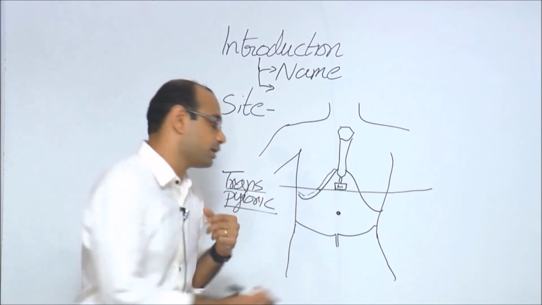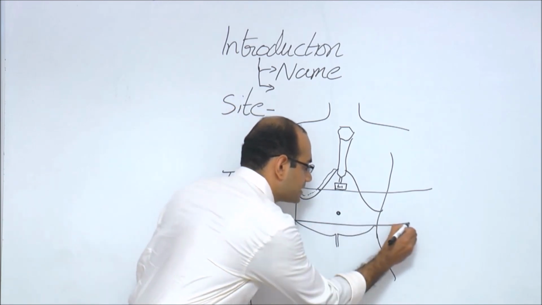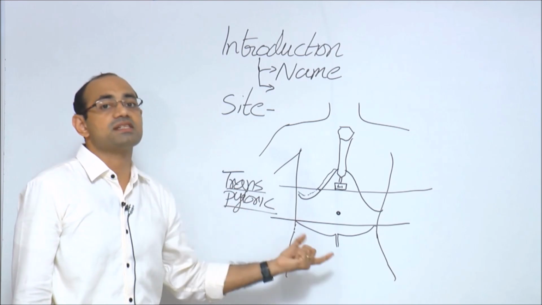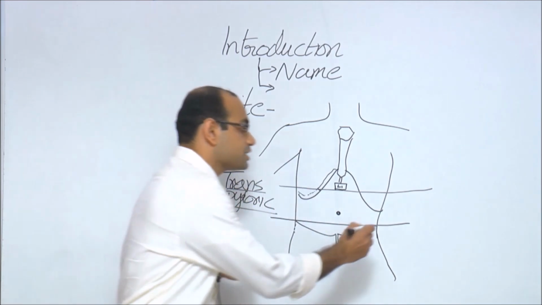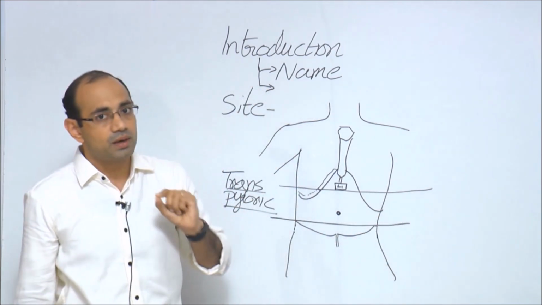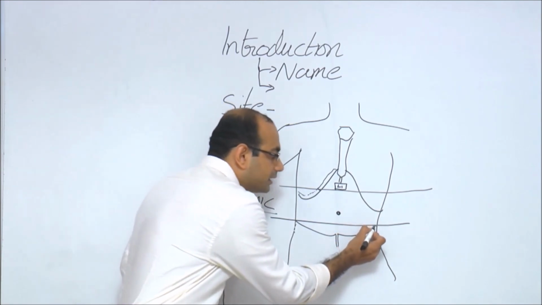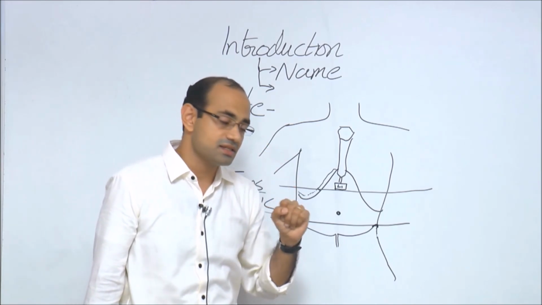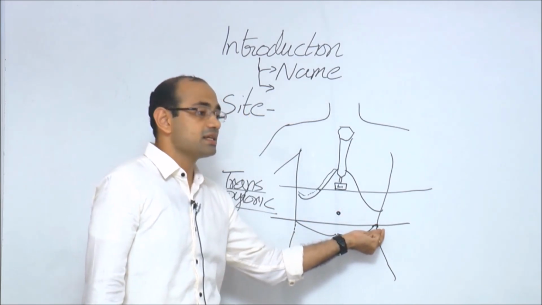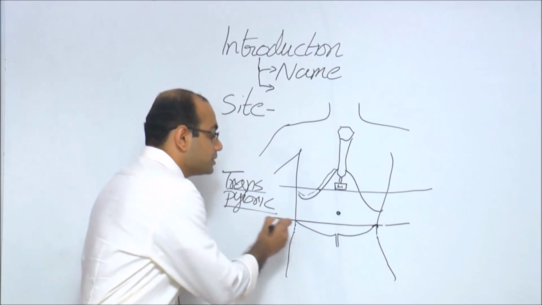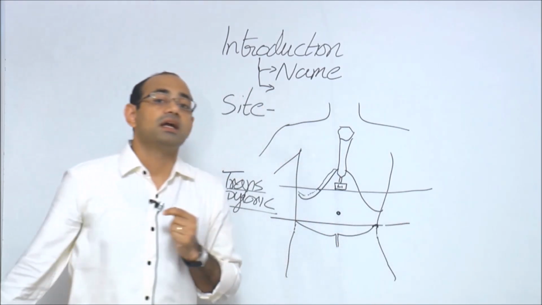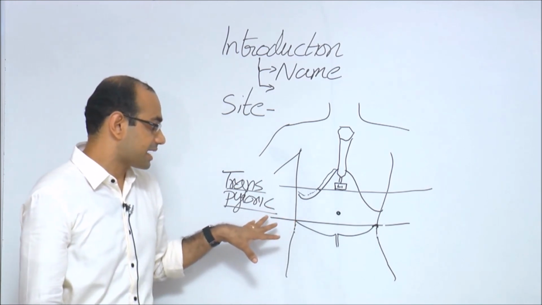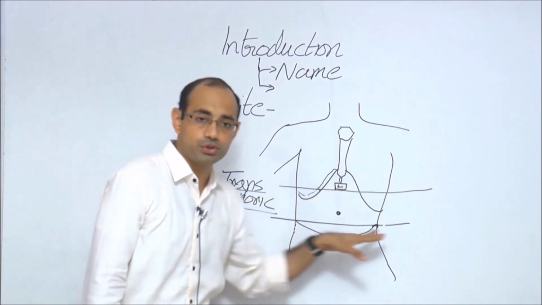Now what is the second horizontal plane? The second one is another plane which is called, this was transpyloric, this is transtubercular. Now transtubercular means it's passing through some tubercle. Now what is that tubercle? At the iliac crest, you have a tubercle. If you remember your osteology classes, there was a tubercle there called the iliac tubercle. Now this plane passes through the tubercle of the iliac crest. This is the transtubercular plane. So these are the two horizontal planes.